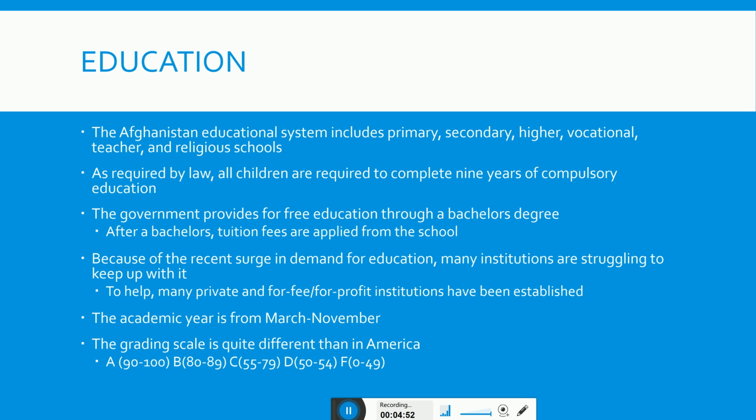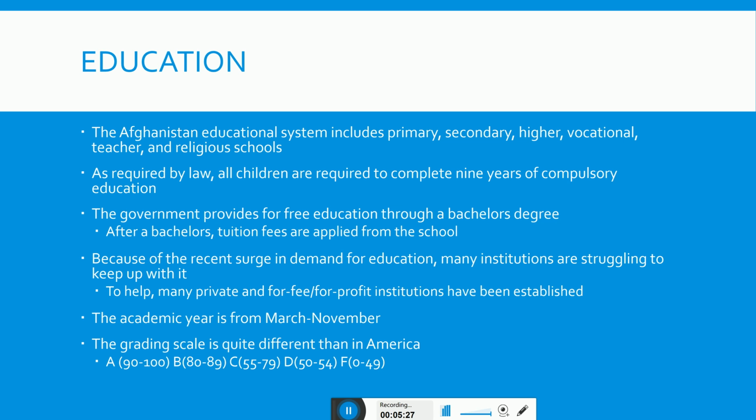The education in Afghanistan. The Afghan educational system includes quite a few different schools: primary, secondary, higher, vocational, teacher, and religious schools. As required by law, just like it is in America, all children are required to complete 9 years of compulsory education. So that's your K through 9 kind of thing. The government provides free education all the way through a bachelor's degree, not just through 12th grade. After a bachelor's degree, though, if you do pursue a master's or anything else, tuition and fees are applied.